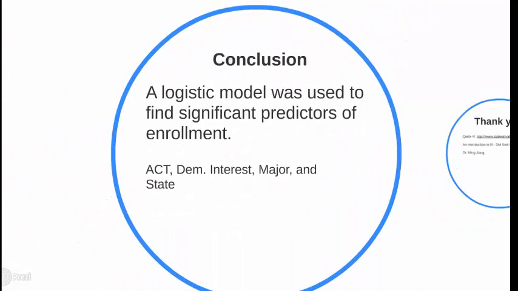In conclusion, we used a logistic model to find the log odds of someone enrolling at Augustana College given their acceptance. We found that the significant predictors for this were the student's ACT score, their demonstrated interest, their choice of major, and their state.